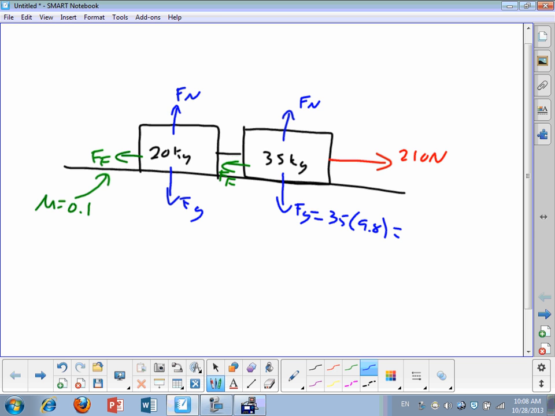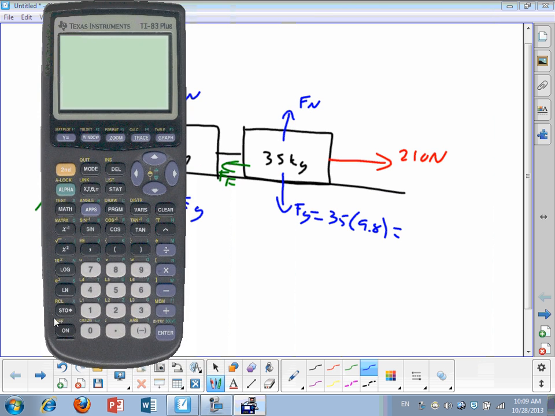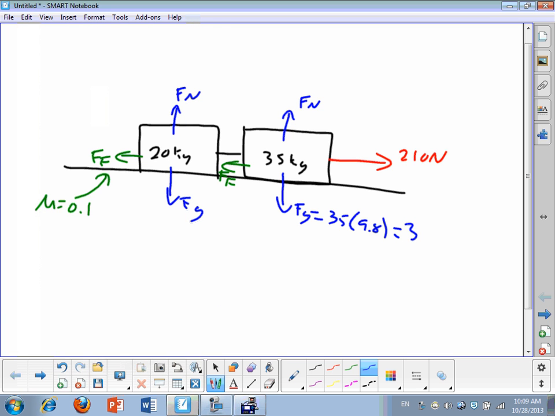35 times 9.8. Force gravity on the object was 343 newtons. Because it's on a flat surface, the force normal is also 343 newtons. Force gravity on the other object is 196 newtons, and its force normal is also 196 newtons.